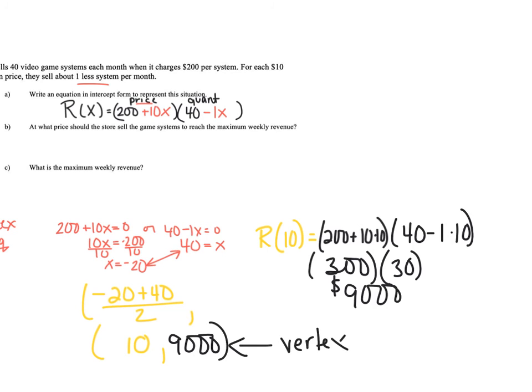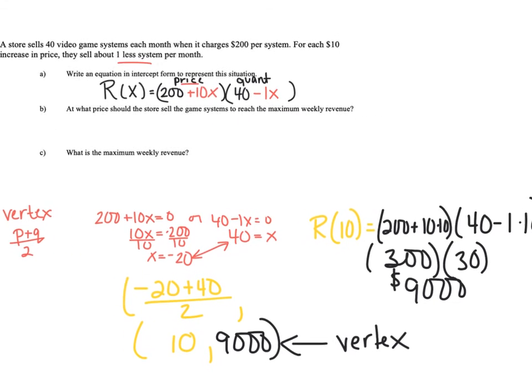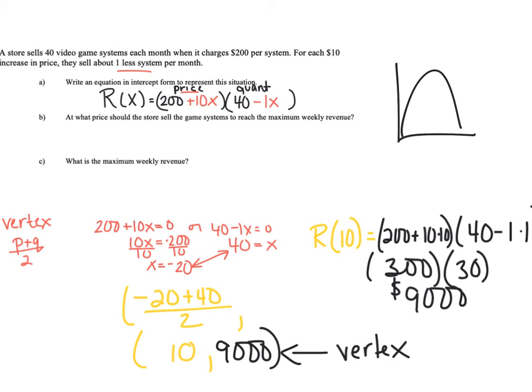Now I can go back and answer the questions, because I have a parabola that opens downward and there's my vertex at 10, 9,000. The revenue is your y, your r of x, and we change the price 10 times. So at what price should they sell it? Again, if I take my price portion, the 200 plus 10x, and I plug in 10, that's going to be $300.